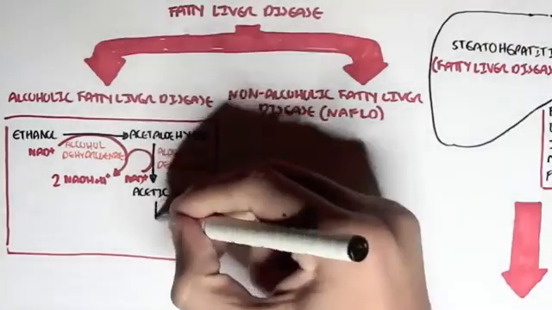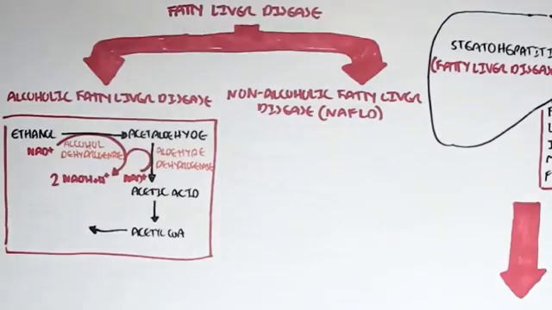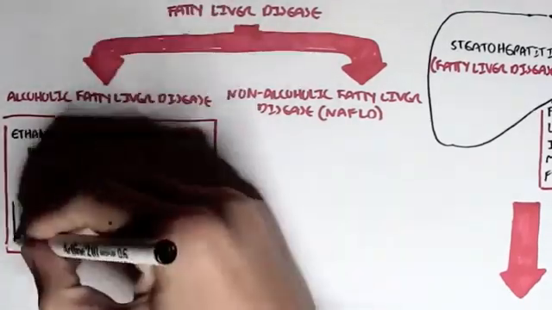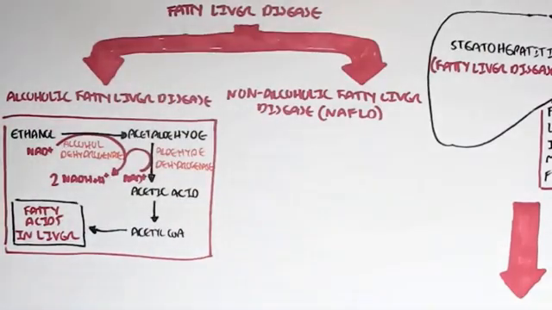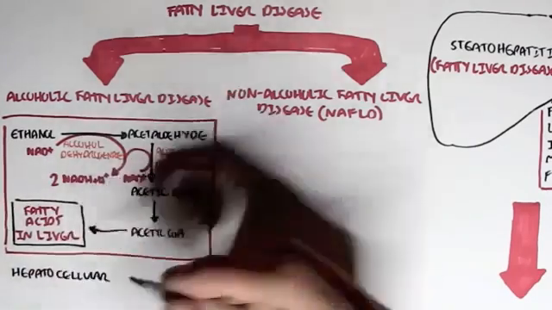Acetic acid can then convert to acetyl-CoA, and with acetyl-CoA, which is the main precursor to fatty acid, it can basically synthesize more fatty acids within the liver. And so we have a lot of fatty acids within the liver. So you have to know that with a lot of acetyl-CoA, it can produce a lot of fatty acids.